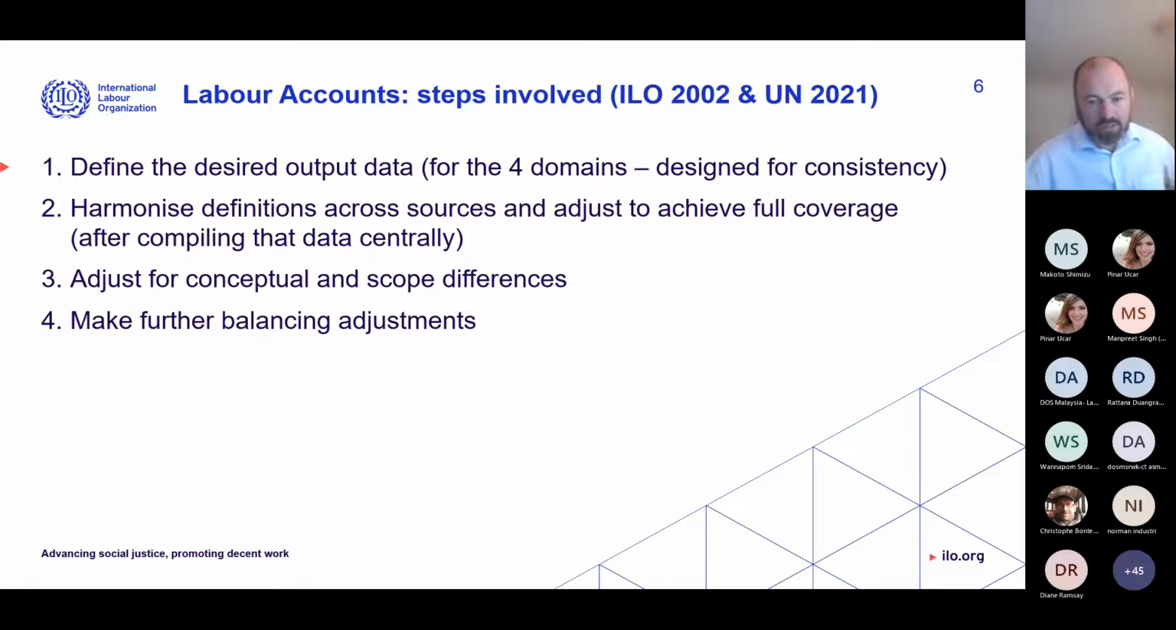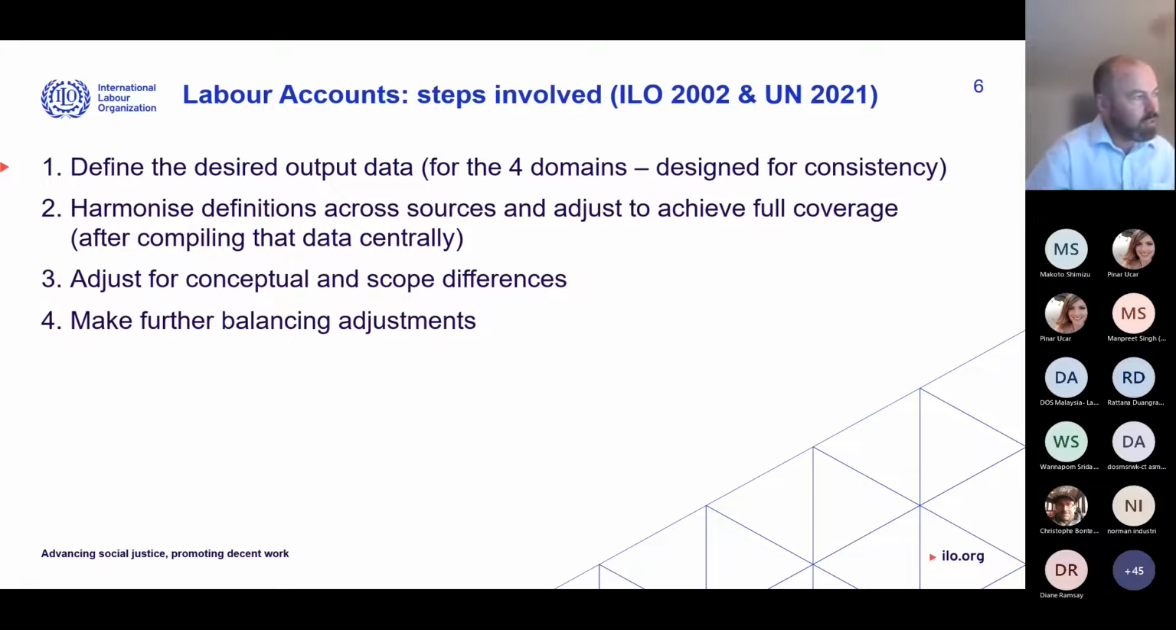So in other words, because you might have different concepts being used for employment or unemployment across sources, you need to undertake some steps to harmonize those, which might involve adjusting one of the sets of data to be consistent with the other. And also because you will have coverage differences. So let's imagine a labour force survey covering all people in the country, but an establishment survey which only covers enterprises of 5 or above. If you want to use both of them together, you need to adjust to try and achieve full coverage of both.